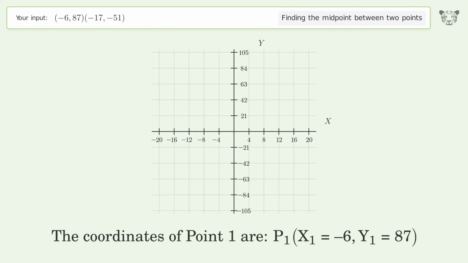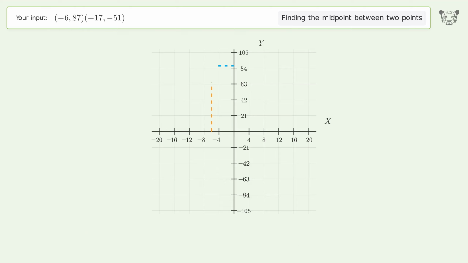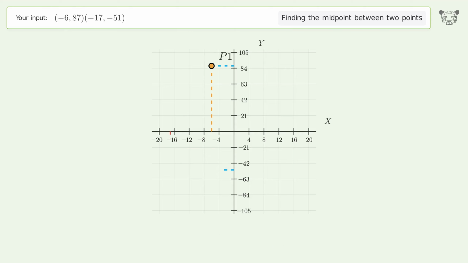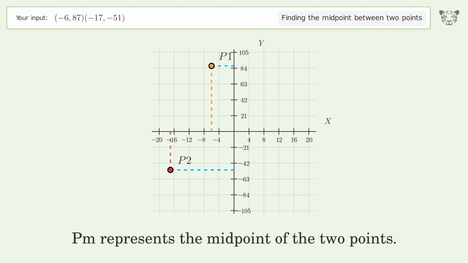The coordinates of point 1 are, x1 equals negative 6, y1 equals 87. The coordinates of point 2 are, x2 equals negative 17, y2 equals negative 51. PM represents the midpoint of the 2 points.